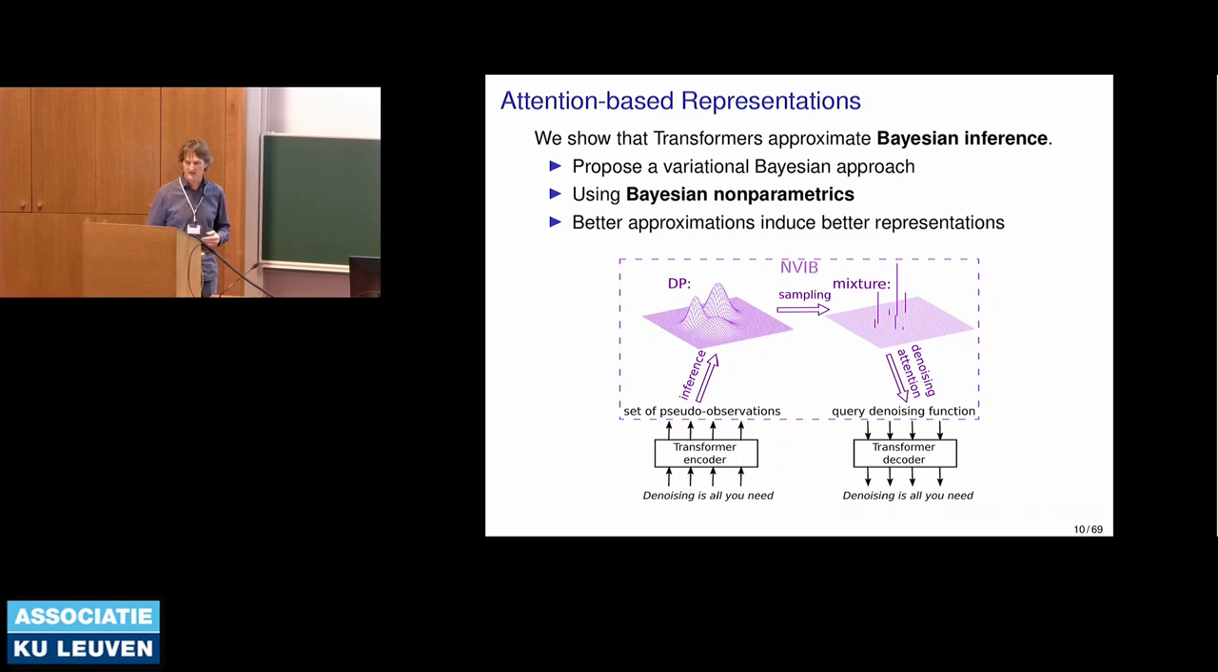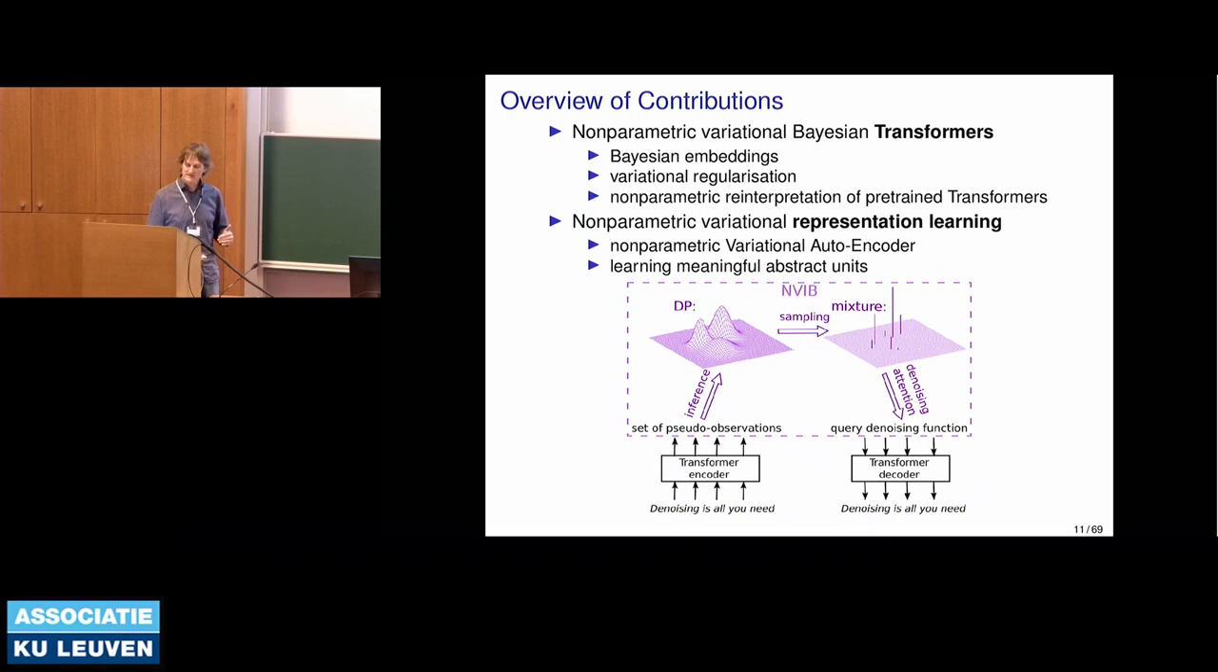In the process of this argument, we'll make a series of contributions. The first set of contributions is just on understanding the nature of transformers. We talk about the nature of their representations as being Bayesian. This variational Bayesian approach gives us a regularizer over those representations, and it allows us to give a nonparametric Bayesian interpretation even of pre-trained transformers that have not been trained with this regularizer. That's all without any training, just reinterpreting transformers.